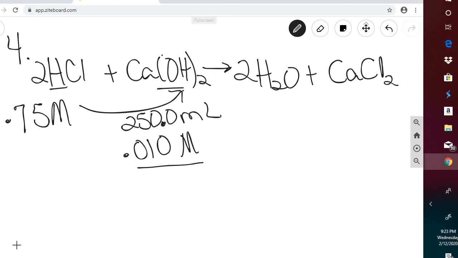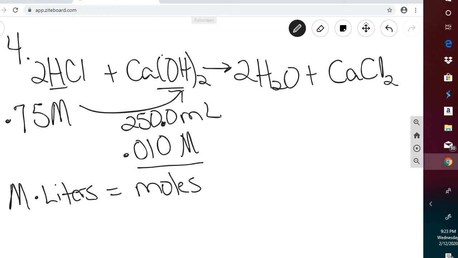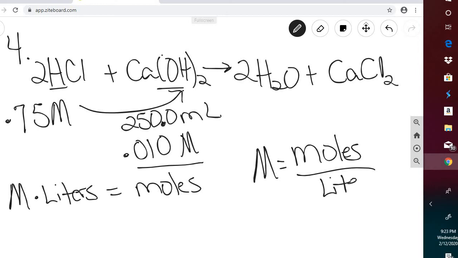So molarity times liters is equal to moles. Okay, so all I did there was, you know that molarity is moles over liters. So I just rearranged this equation to solve for moles, multiply both sides by liters.